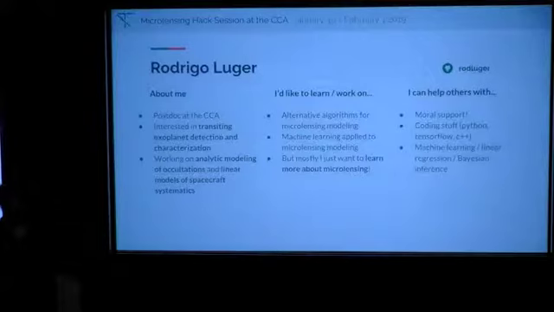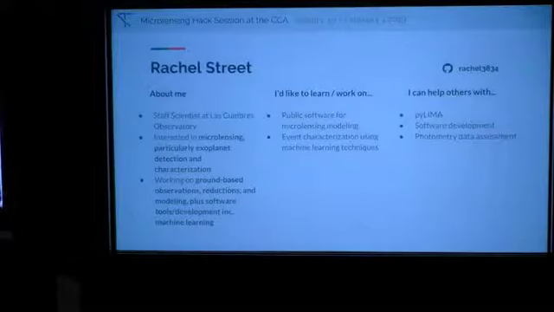Okay. I'm Rodrigo Luger. I'm a postdoc here at the CCA. I work mostly with characterizing transiting planets and thinking about exoplanet mapping. But here, my goal is to learn more about microlensing. I have very little experience in the field. I'm interested in the things Dan talked about concerning derivatives and machine learning and applying that to microlensing. And in terms of things I can contribute, in addition to moral support, all sorts of coding stuff, Python, C++, TensorFlow, and some machine learning stuff.